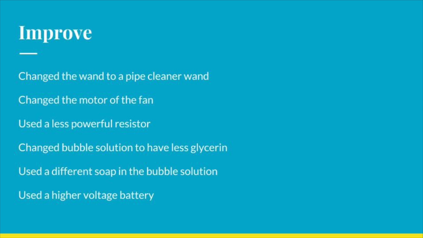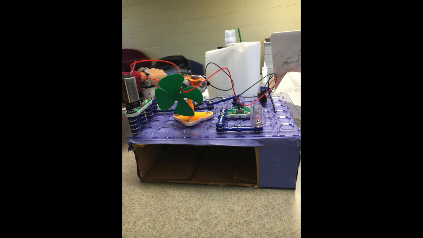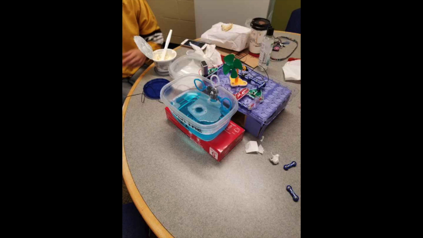We changed the motor of the fan so the fan would go faster. We used a less powerful resistor so the speed of the wand would be fast enough to blow out bubbles. We also changed the bubble solution because it had too much glycerin, which was making the bubbles too strong. And we also used a different soap in the bubble solution because Method was too weak of a soap and we needed a stronger soap, so we used Dawn.